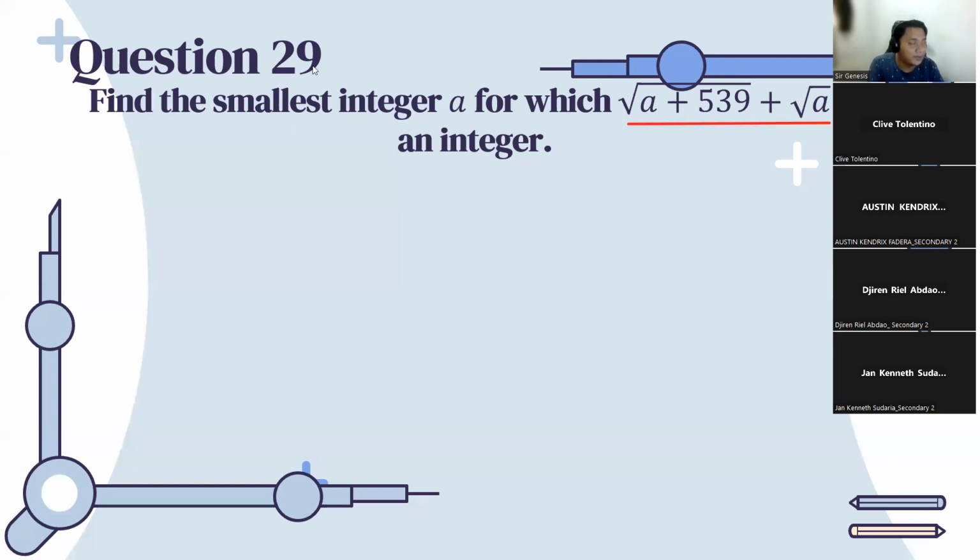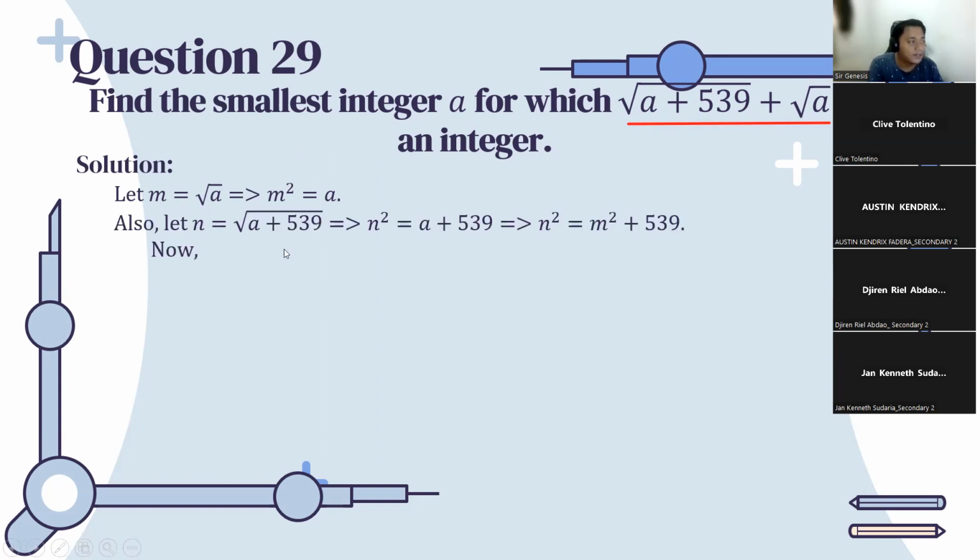So what do we do? We substitute. Let m be equal to square root of a. So that will be m squared is equal to a, right? And also let n be square root of a plus 539. So that will be n squared is equal to a plus 539. And if you remember, a is equal to m squared. So we established the expression n squared is equal to m squared plus 539.